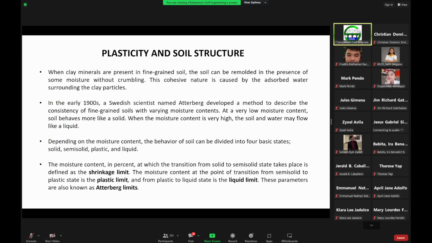I think for our next topic, we will be classifying now. We will go into soil classification with respect to coarse grain and fine grain. For the moment, in the case of fine grained material, these are basically the fine sands, the silts, and the clays as well. These are the fine grained soils. So when clay minerals are present in a fine grained soil, the soil can be remolded, in the presence of some moisture, without crumbling.